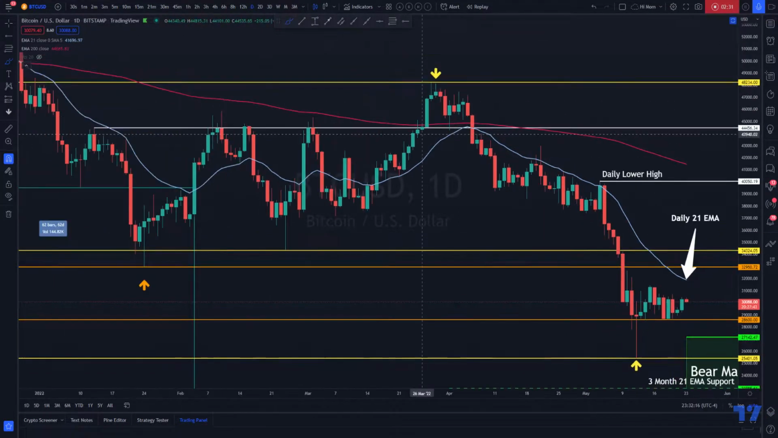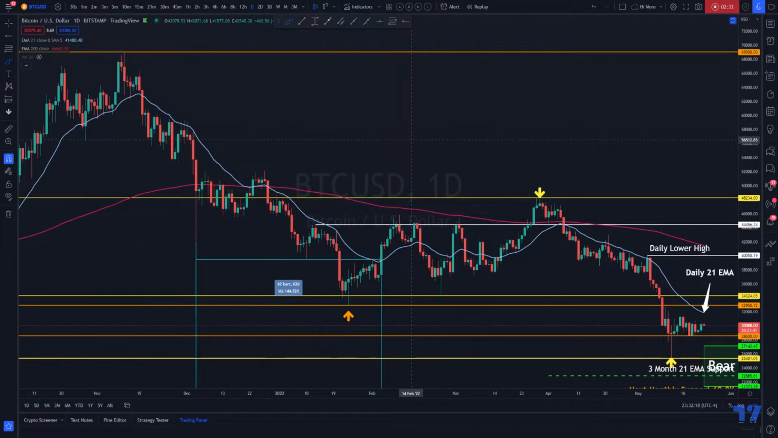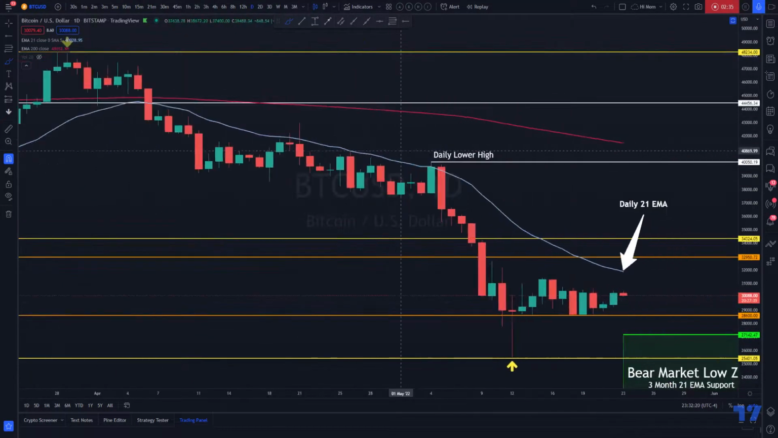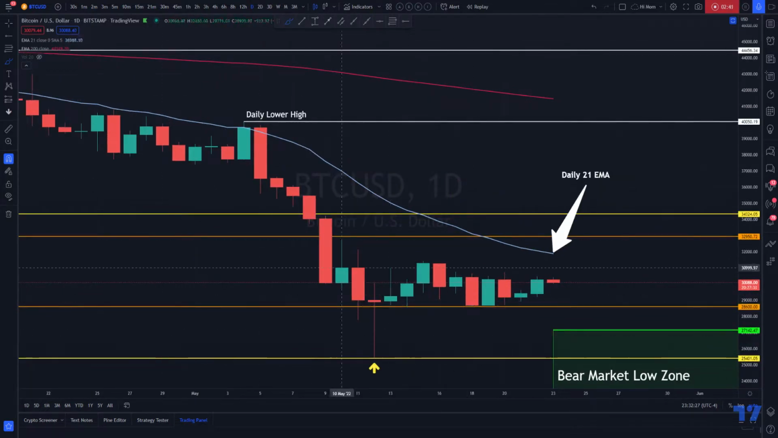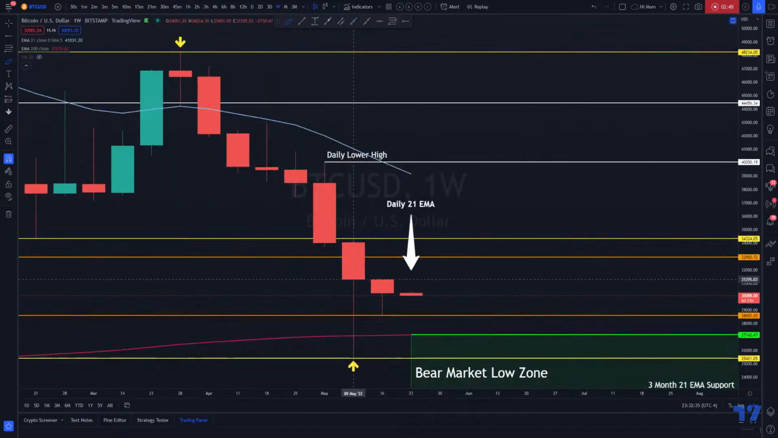All right. So what happened off the lows? The depegging of USDT and USDC led to this dragonfly doji. This is a bullish reversal candle on the daily time frame. If we click to the weekly, we can see that we also had what we call a bullish reversal candle with quite a wick on it.